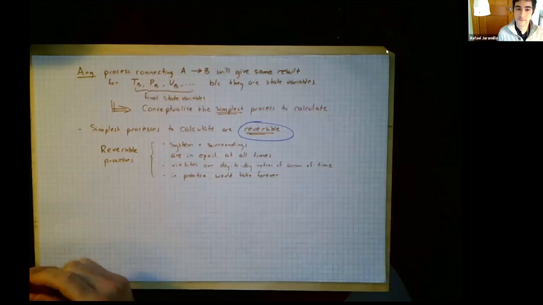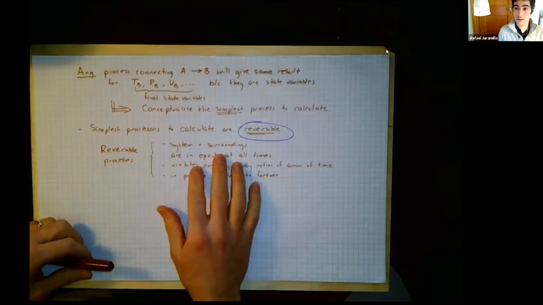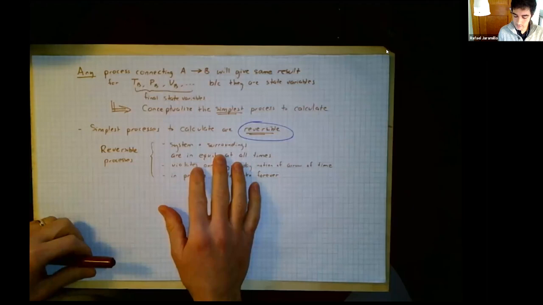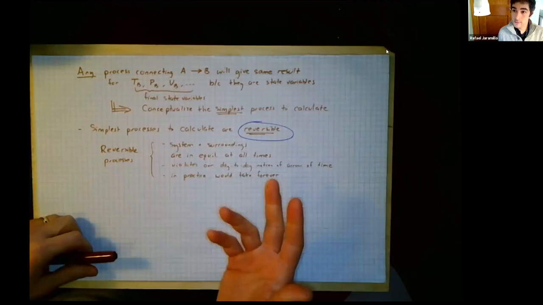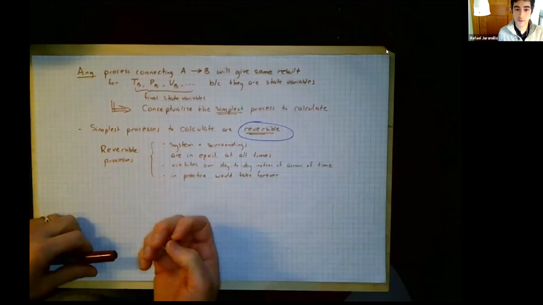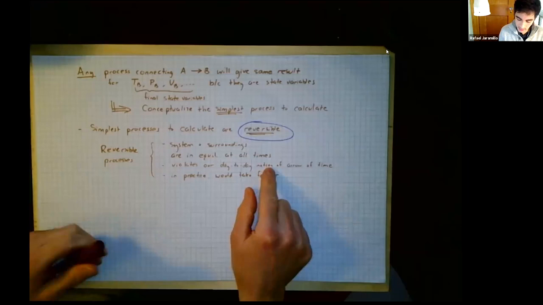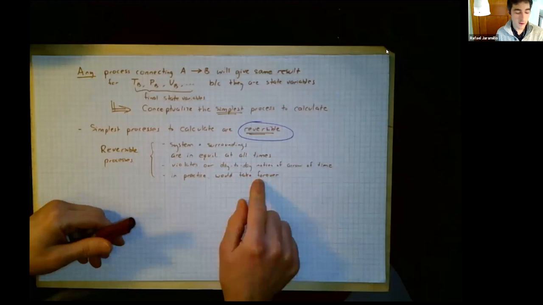So in order for a process to be in equilibrium at all times, it has to go arbitrarily slowly. In order for a process to be able to go forwards or backwards, we need to be able to play the movie forwards or backwards without being able to tell which one is forwards and which one is backwards. That violates our day-to-day notion of the arrow of time. And the requirement to go arbitrarily slowly means that in practice, a reversible process would take forever. But it makes calculations really easy.